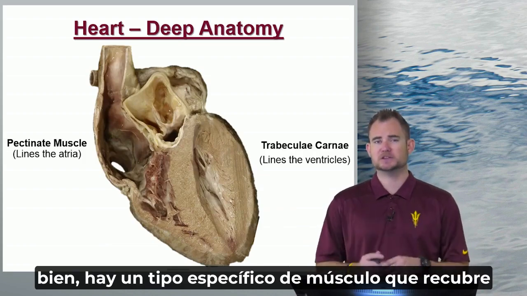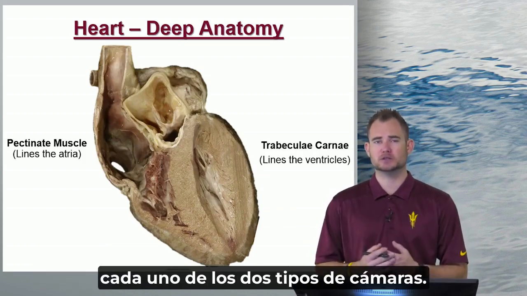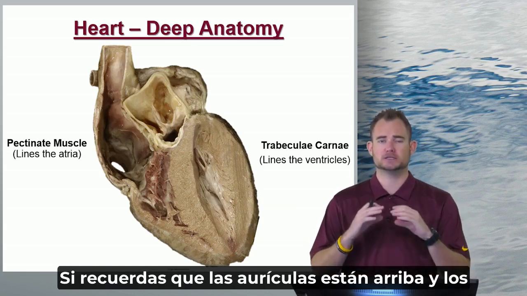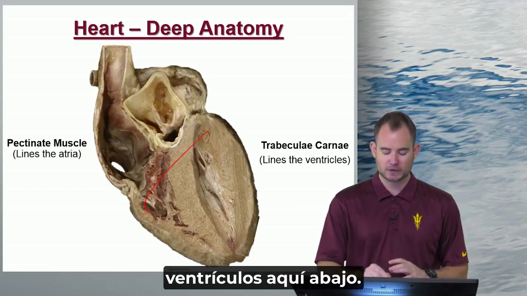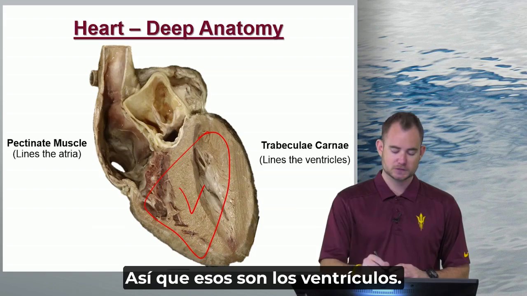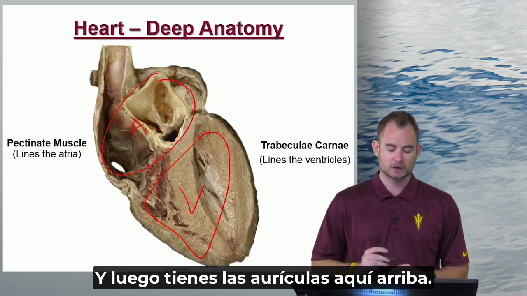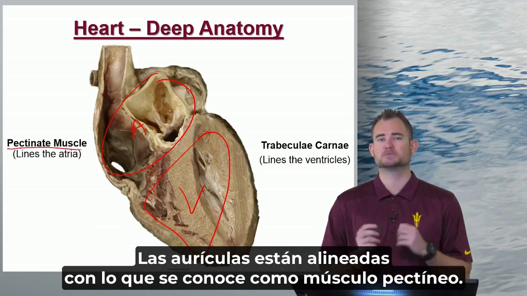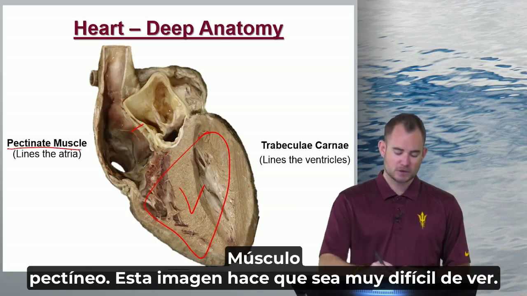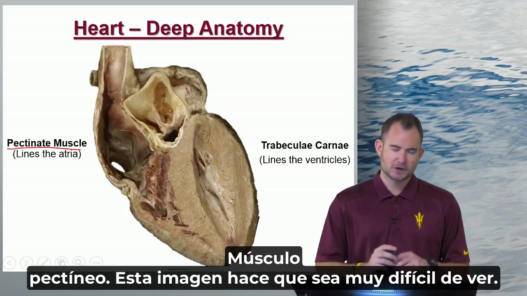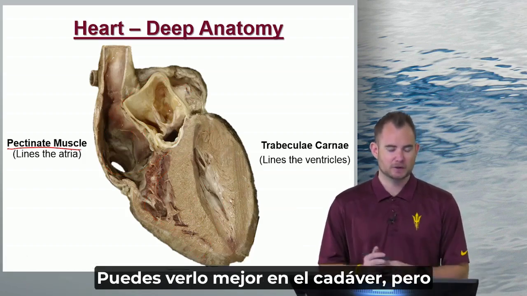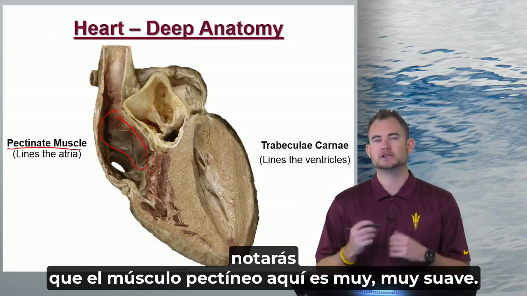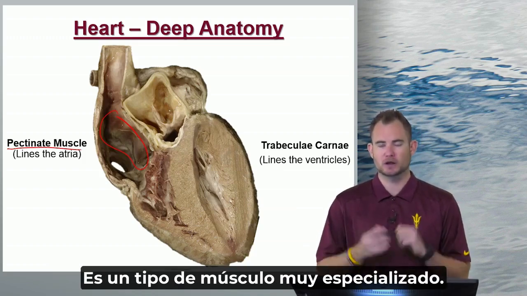Now, there is a specific type of muscle that lines each one of the two types of chambers. If you remember that the atria are sitting on top and the ventricles are sitting down here below, so that's the ventricles, and then you have the atria up here. The atria are lined with what is known as pectinate muscle. This image makes it kind of difficult to see. You can see it better in the cadaver, but you'll notice that the muscle in here is very smooth. It's a very specialized type of muscle.